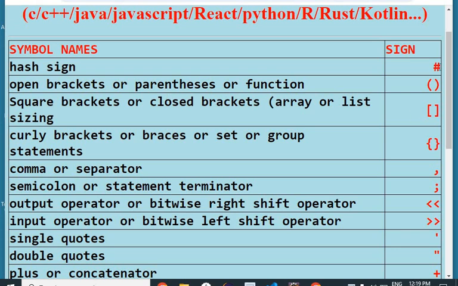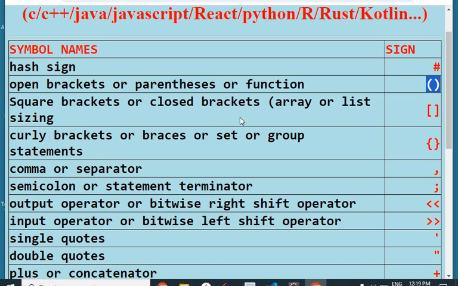Hash sign is written as this. The hash sign is used in C and C++ for including your library files. And open bracket, parenthesis or function, is written as this. Whenever you are defining any function, you will use this bracket.